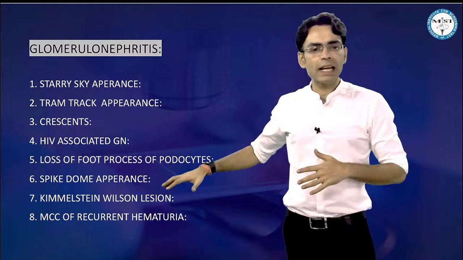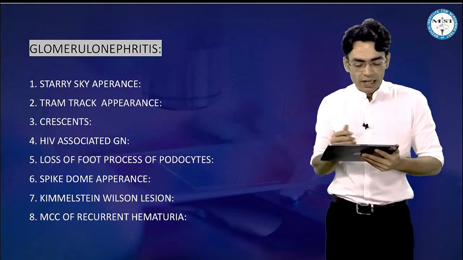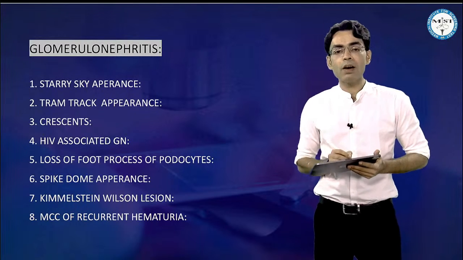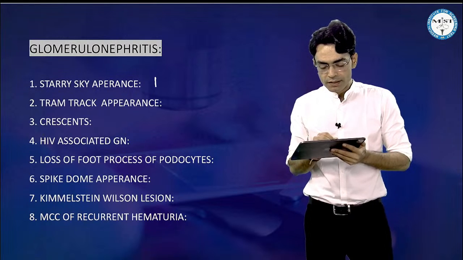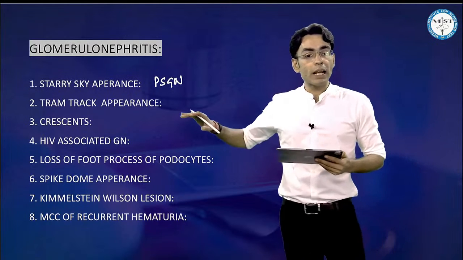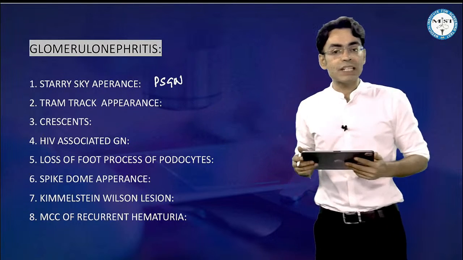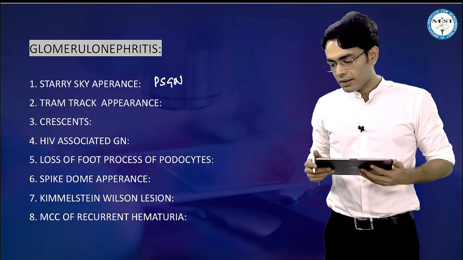Now some single liners. Starry sky appearance. Guys, starry sky appearance is seen with which kind of glomerulonephritis? You already know this, it is PSGN. Then if we are talking about a tram track appearance, which is seen with which kind of glomerulonephritis? Tram track.